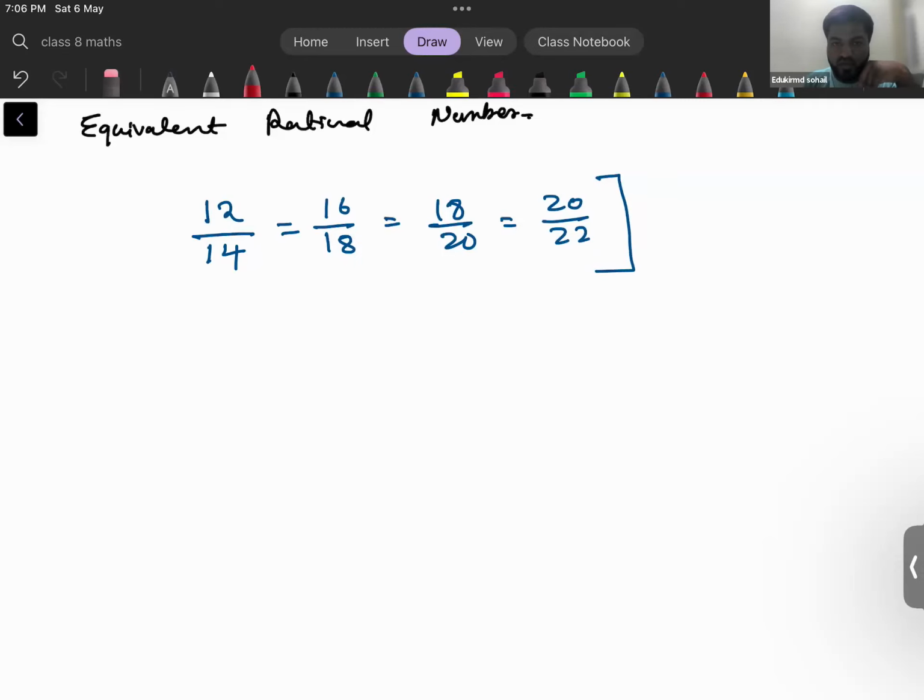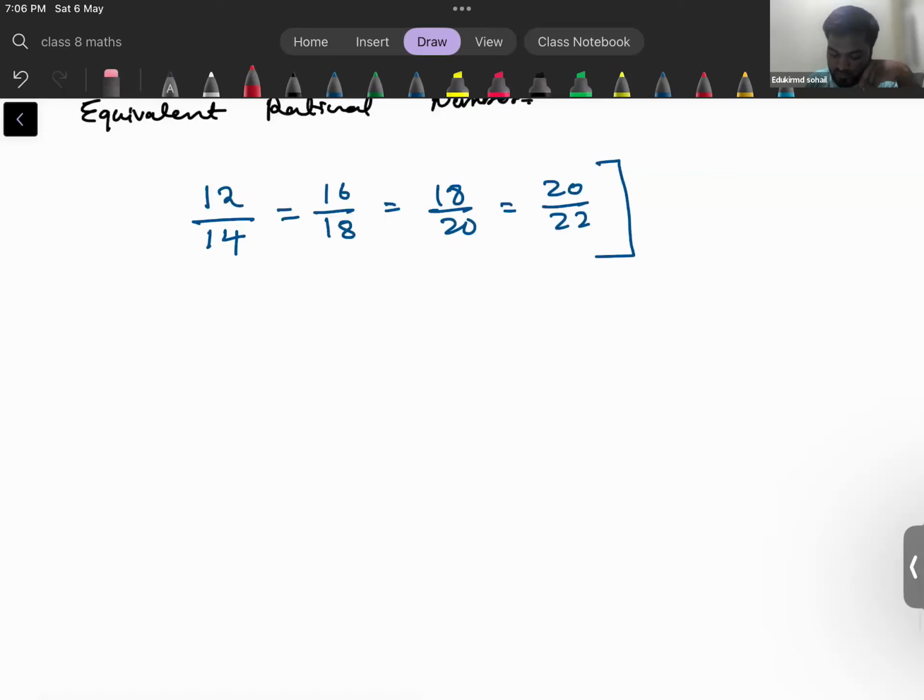Okay, how do we check that? I guess you already know. Okay. So the simplest form of 12 upon 14 can be written as? 6 by 7. Okay. What about 16 upon 18? Is it also equal to 6 upon 7 or not? It's not equal. Then how can it be an equivalent rational number?